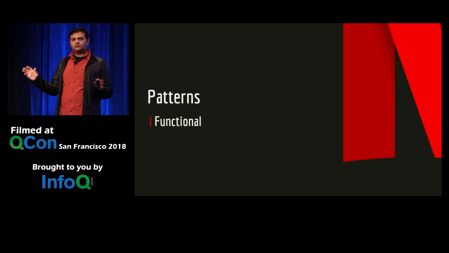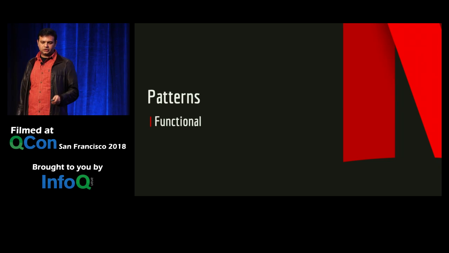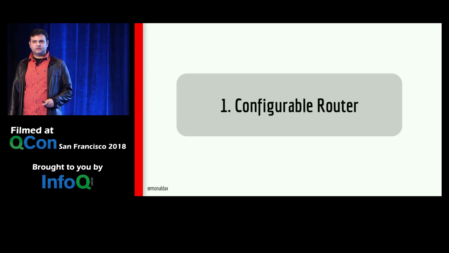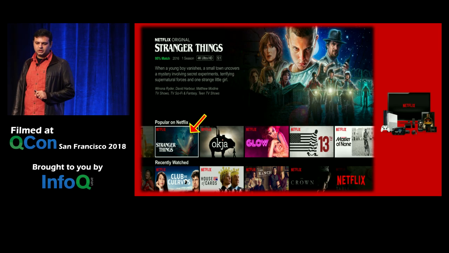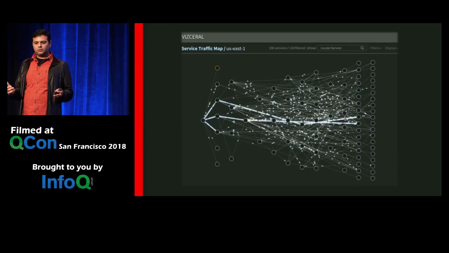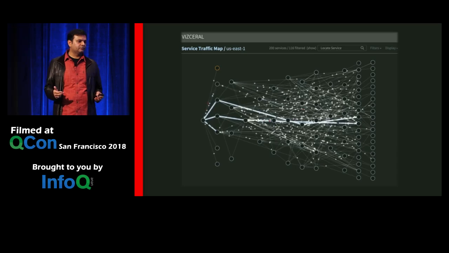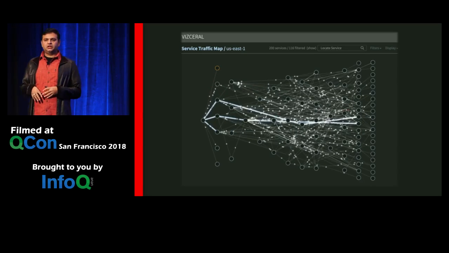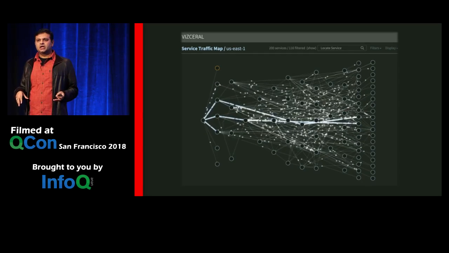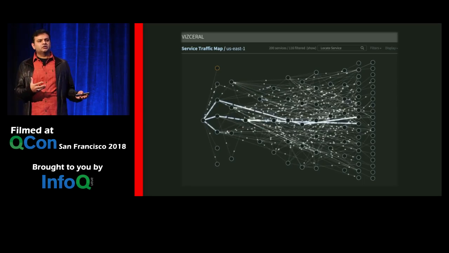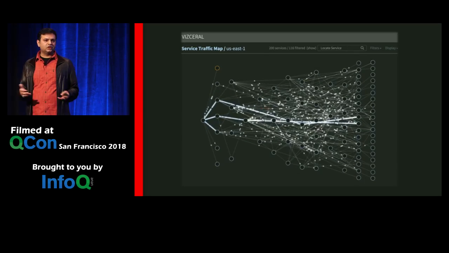They're divided into functional and non-functional patterns. We'll start with the functional ones, and the first one is called the configurable router. So, back to our popular screen again. When the user clicks on this, as I was mentioning, there's a whole bunch of traffic that gets generated on the back end. These are the mesh of microservices that actually front what you're seeing on the UI and generate tons of events.